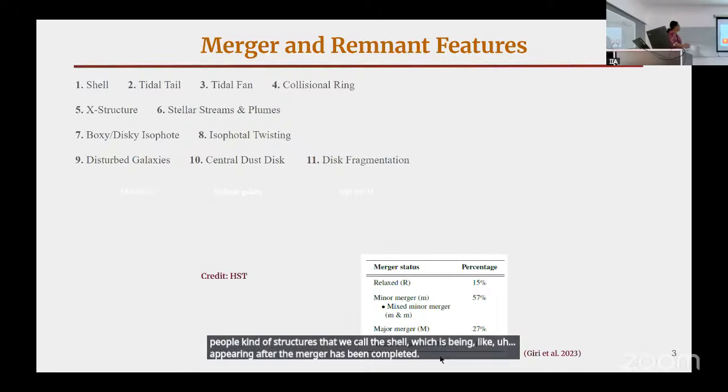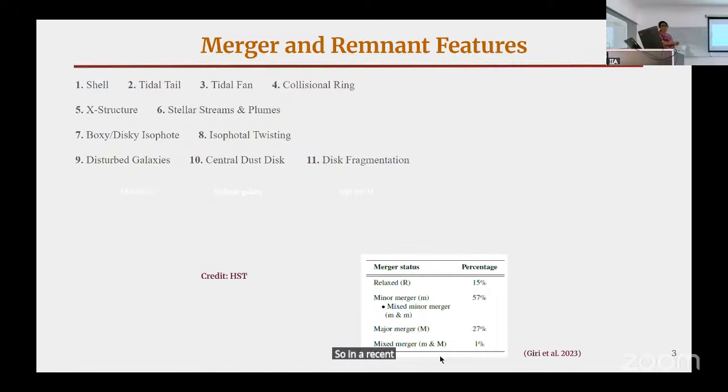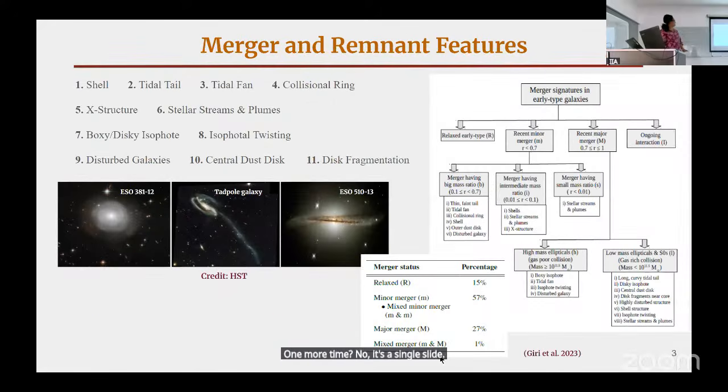So in a recent work by Giri et al. Okay. There are some images, but it's not coming here. Yes. One more time, you press. No, it's a single slide. Okay. You are better. Yeah.